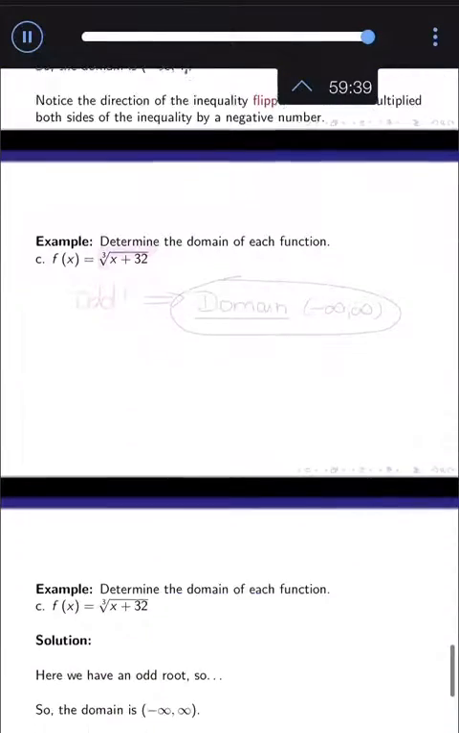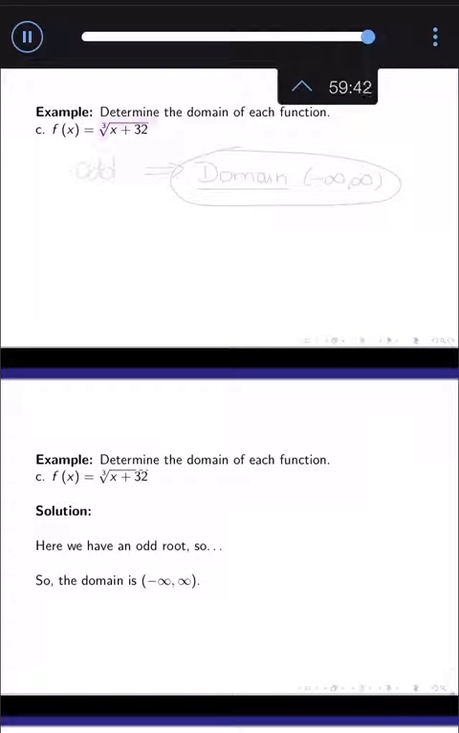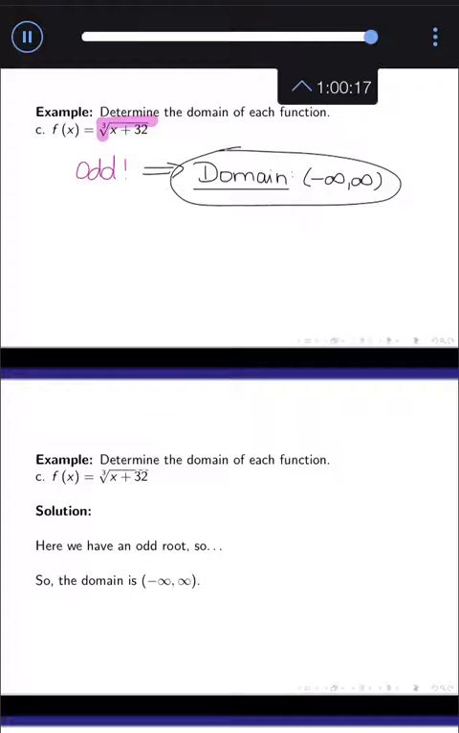Here's another one, C. C is actually quite a bit different, and the only reason why it's different is because it's an odd root. It's a cube root. Don't care about what's underneath, just the fact that the type of root is an odd number. It's a 3. So remember, if it's an odd root, I don't actually need to worry at all. I can plug in positives, negatives, anything I want. So if I can plug in anything I want, my domain is actually quite simple. My domain here is going to be negative infinity to positive infinity. That's my final answer because we've got an odd root.